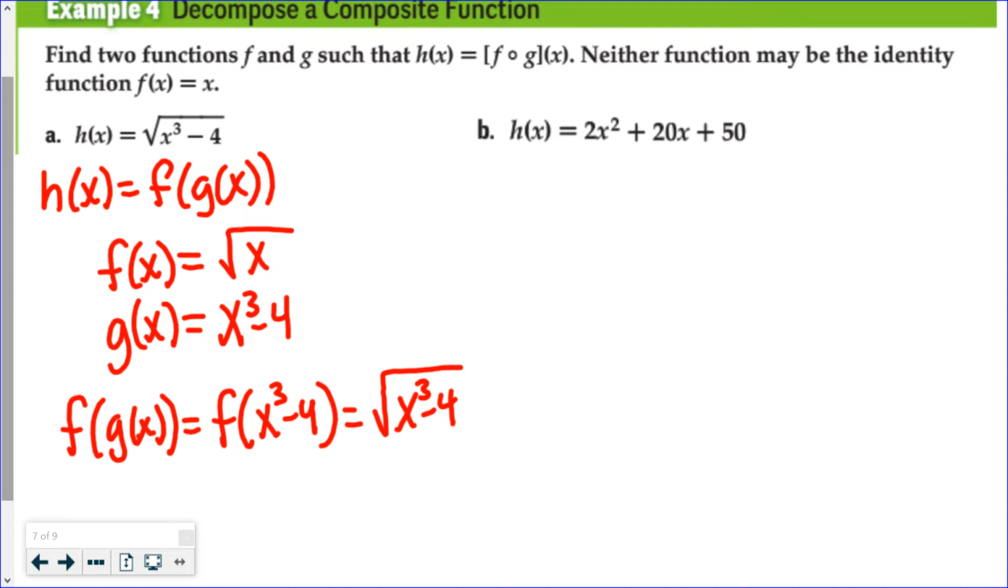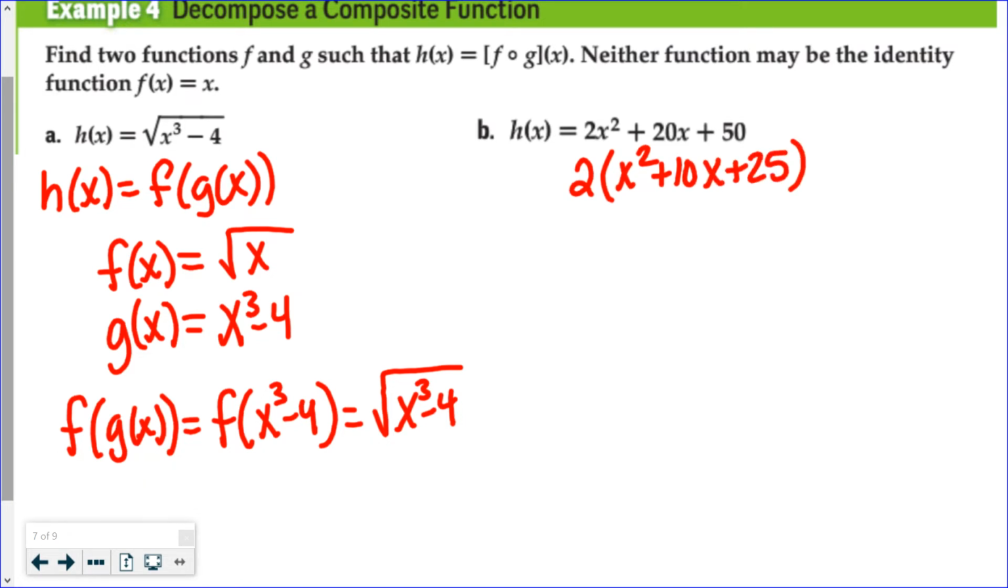All right, looking at b, it doesn't look like a parent function per se just yet, but I know this type of function is a quadratic function. I know with quadratics I can do some factoring. I love the word factoring. We can do some factoring with quadratics. So maybe if I factor it, I can get it into a form where I can use this composition of functions. So when I'm looking at this, the first thing I see is I can pull a 2 out because that's a common factor for all these guys. So this is the same thing as 2 times x squared plus 10x plus 25.